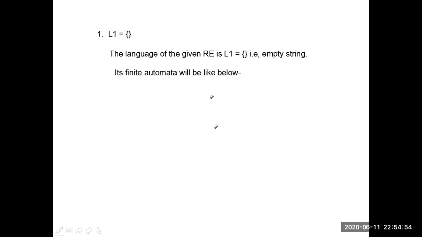Clear. Next, after this one, we have to see the transition diagrams for our concepts, that is keywords and identifiers, how to construct the transition diagrams. That we will see in the next class.